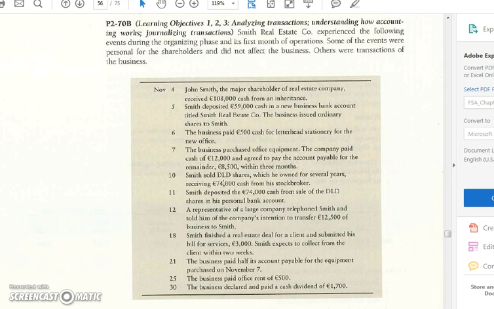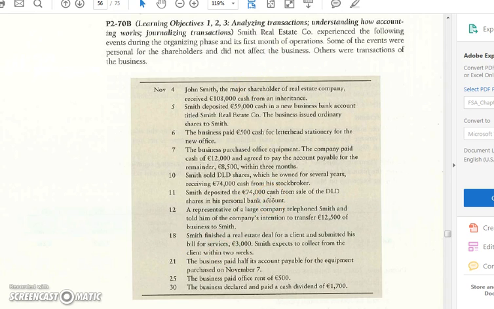Let's see. The next transaction is on the 10th. What's happened here is he sold some shares of a DLD company, which he owned for several years, and received 74,000 euros from his stockbroker. That's nice for John Smith. It has nothing to do with Smith Real Estate, so that's another fake account.